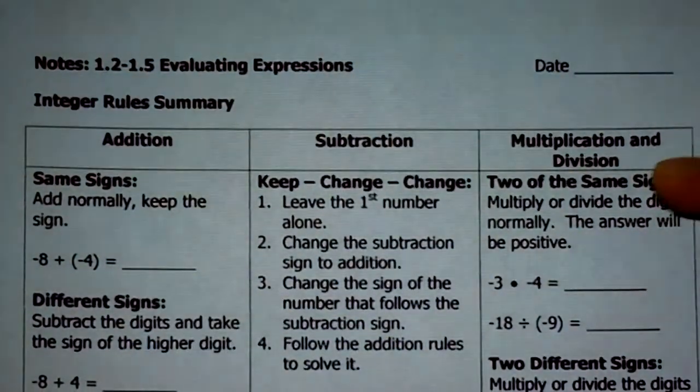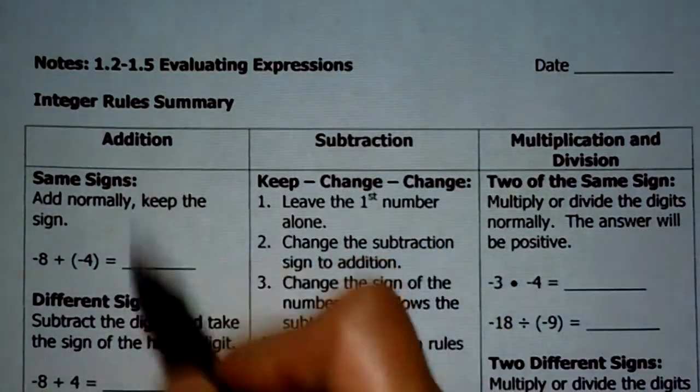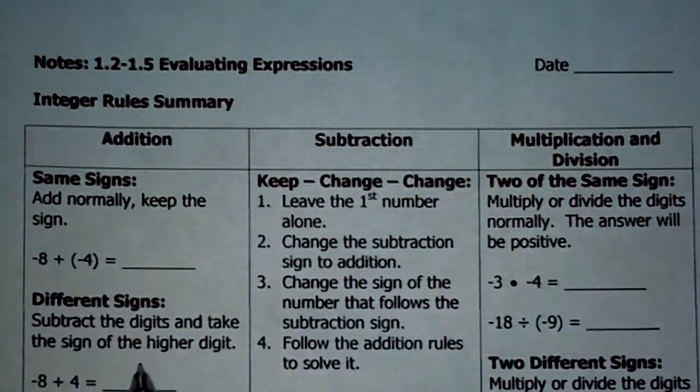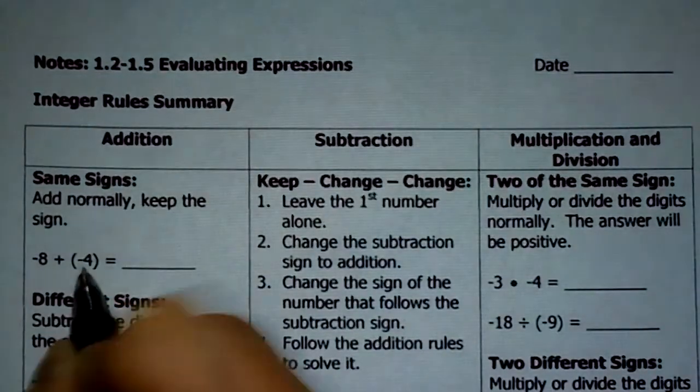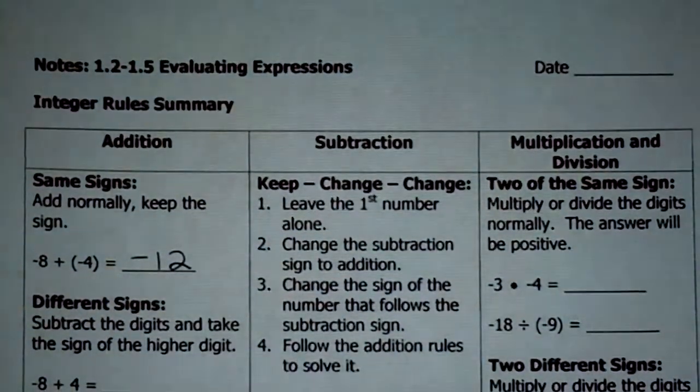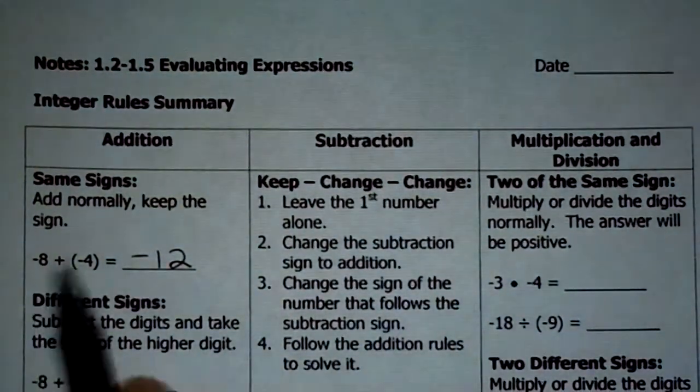This will be a nice thing to have to look back to because all of the rules are put into one place. So in the rules for addition, you've already learned that if you have the same signs, you add normally and keep the sign. That means that a -8 plus a -4 is a -12. It's not the same as multiplication. Same signs with multiplication means something else, but with addition, if you have 8 negatives and 4 more negatives, they're still negative.